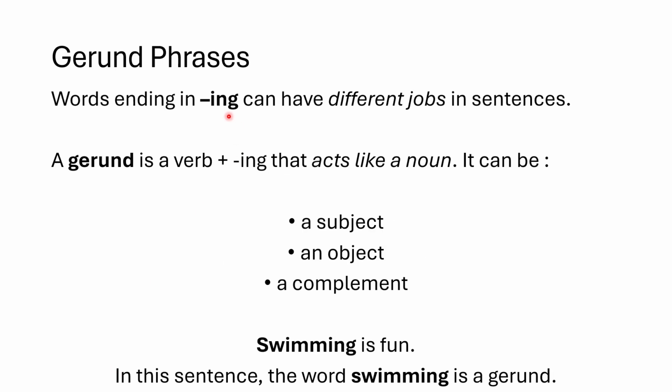Words ending in ing can have different jobs in sentences. A gerund is a verb plus ing that acts like a noun. It can be a subject, an object, or a complement. Swimming is fun. In this sentence, the word swimming is a gerund.